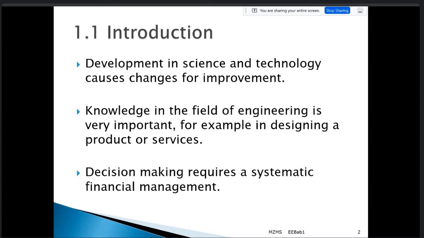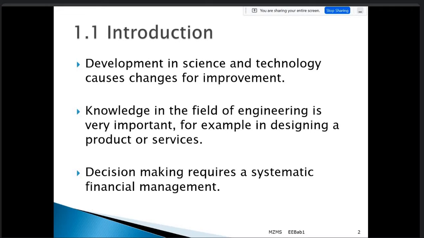So development in science and technology causes changes for improvement. Okay, knowledge in the field of engineering is very important, for example, in designing a product or services. But decision making requires a systematic financial management. So we know that for a company nowadays, they always work with science and technology, the development of the new technology, the latest technology. And then from there, we have a lot of improvement projects, because when you produce a new product or new technology or new things, there is room for improvement.